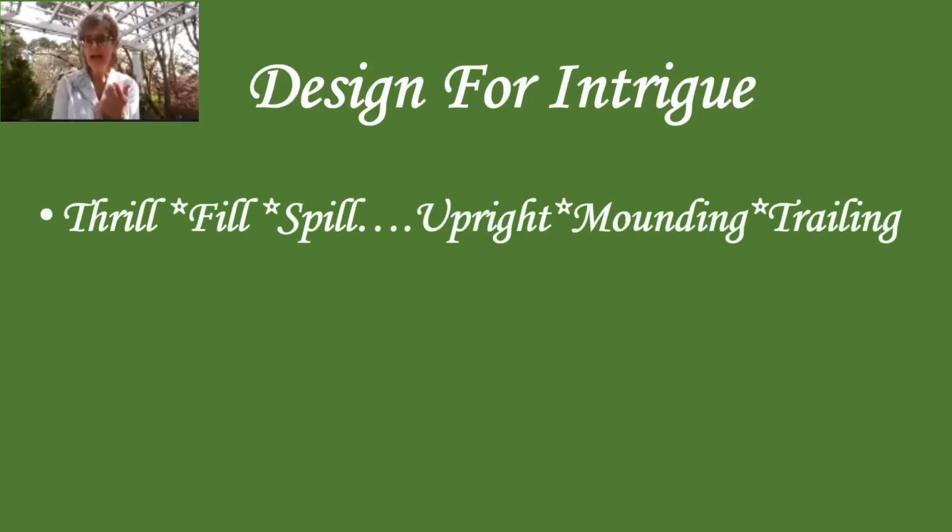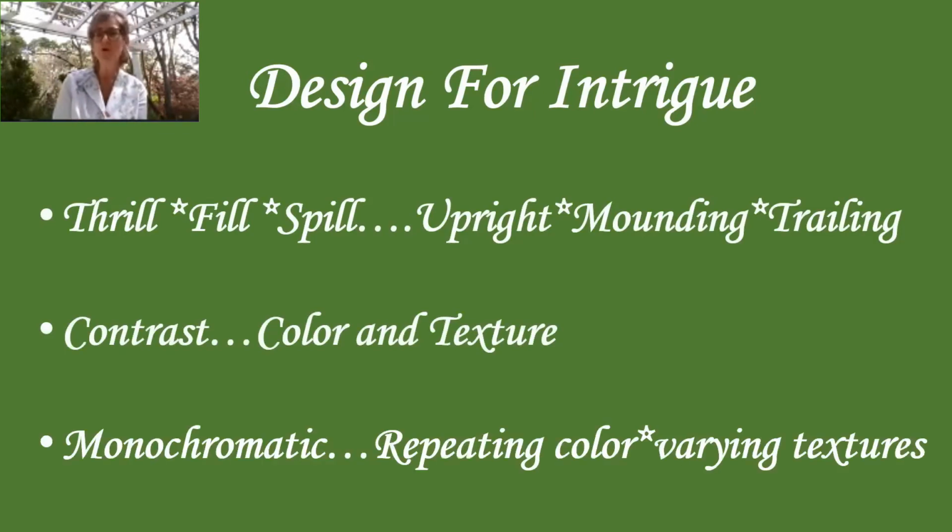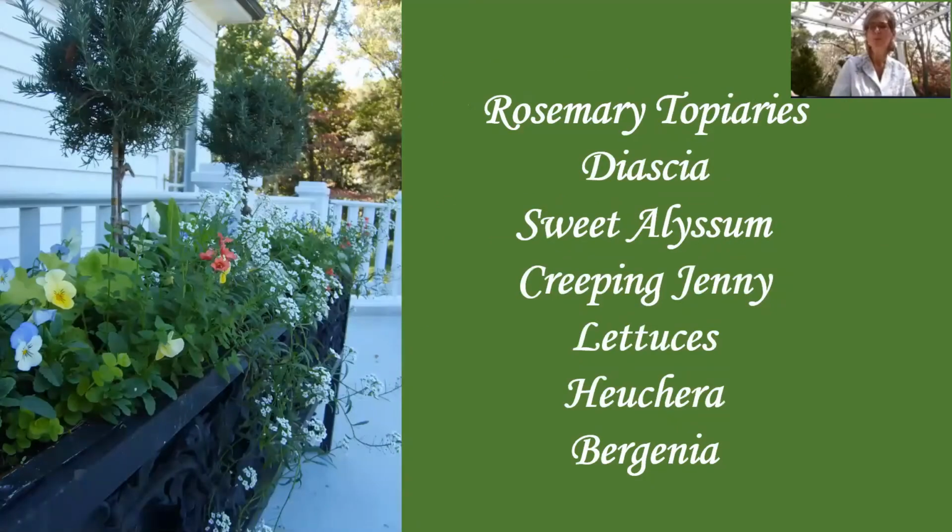So when you're looking at tags in the nursery, the wording that they're going to use today is going to be upright, mounding, and trailing, and really read tags. I'm telling you, that is the key to learning about plants and choosing the right ones, because many of the same plants like Penta and Angelonia and all those summery ones will come in different sizes. So make sure you're reading the tags. Choose color and texture that contrast if that's what you're going for, or you might just want a monochromatic, repeating color and varying textures. So here are a couple of examples.